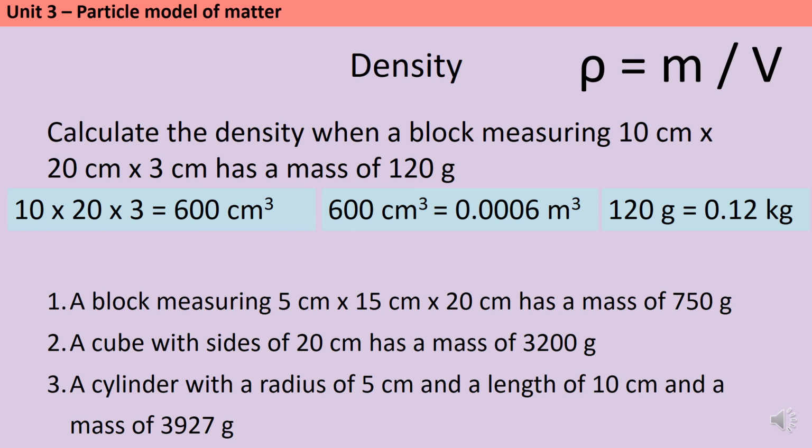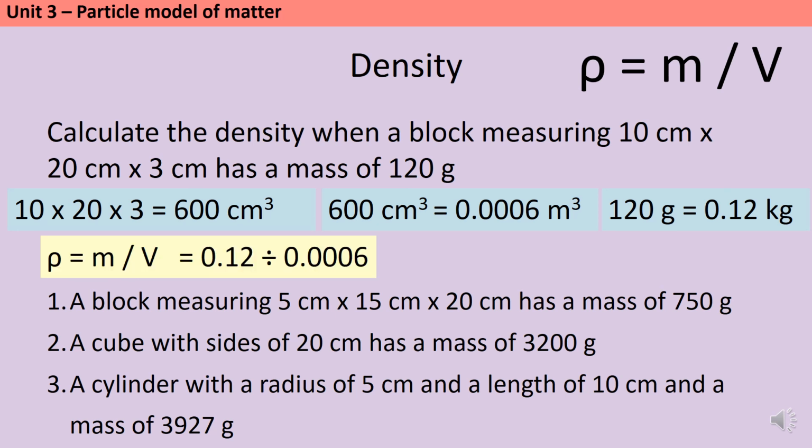Now I can complete my density calculation. Density is mass divided by volume, which is 0.12 divided by 0.0006. That gives me an answer of 200, and my units are kilograms per metre cubed. Pause the video and have a go at the last three questions yourself. Question 1 is in the exact same format as the worked example.